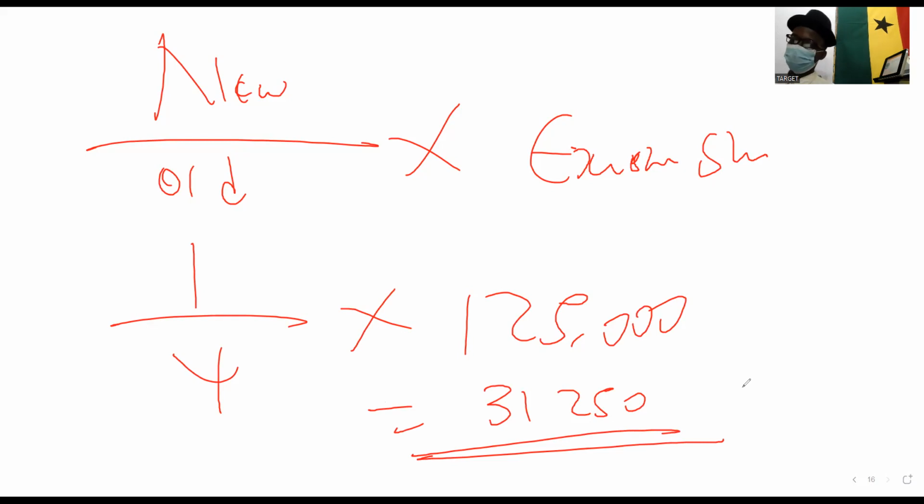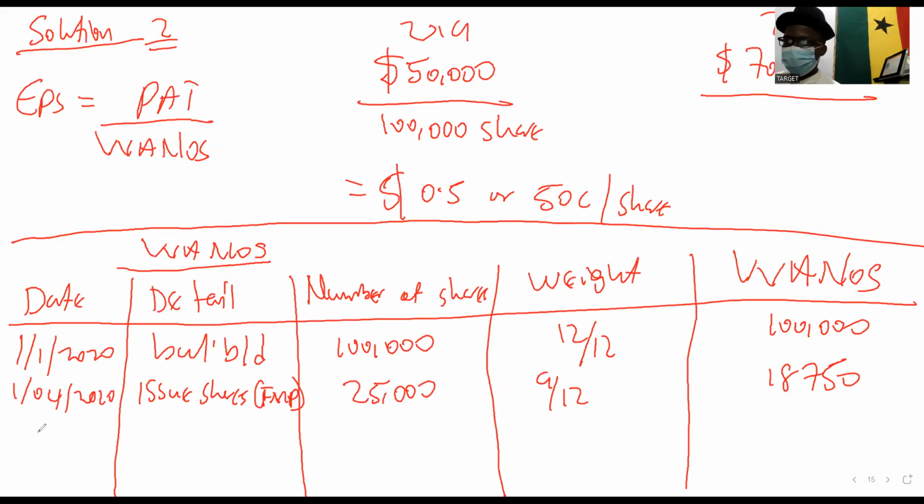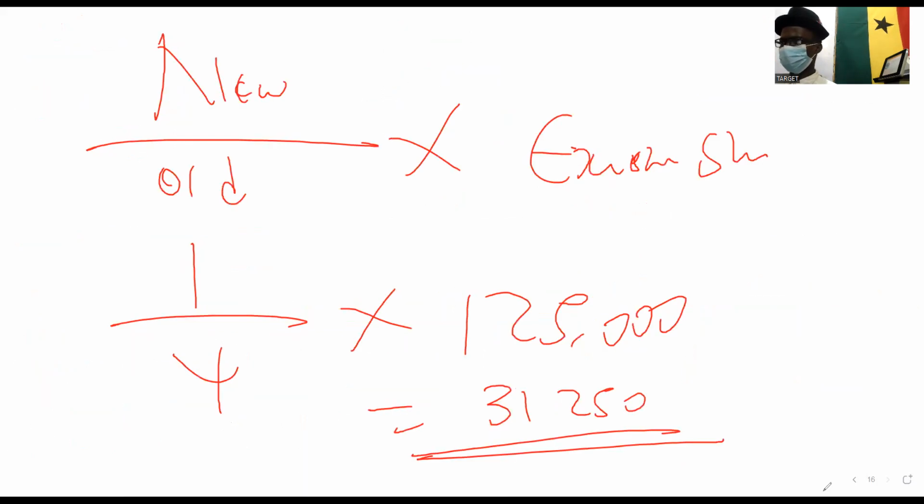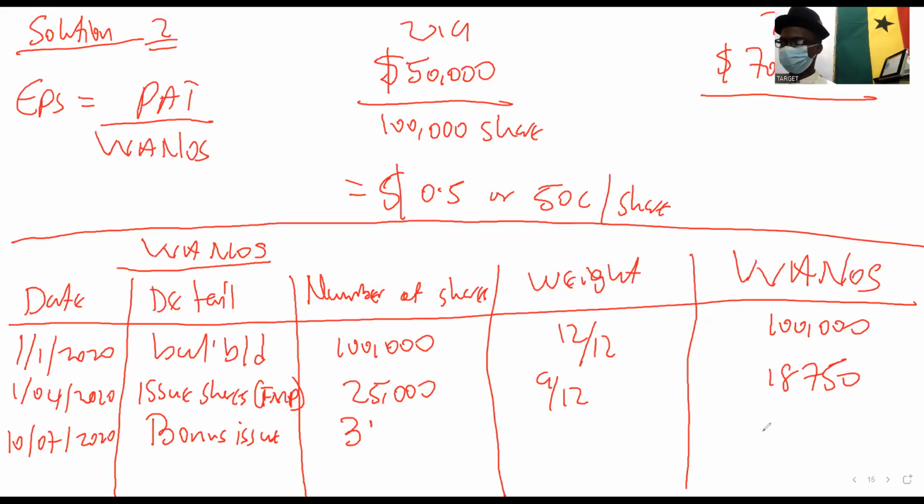31,250 shares. Yes, so you come and put it in nicely. Write the date carefully: 10th of what? July 2020. Write here bonus issue, and write the number of shares: 31,250. Let me copy one more time. 31,250. I like this question. Wow.